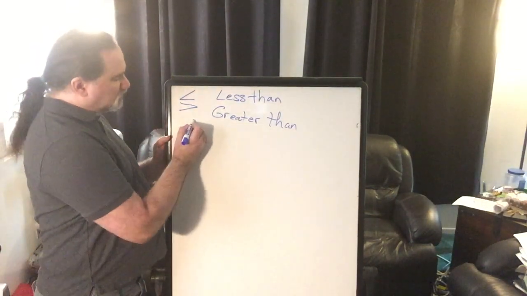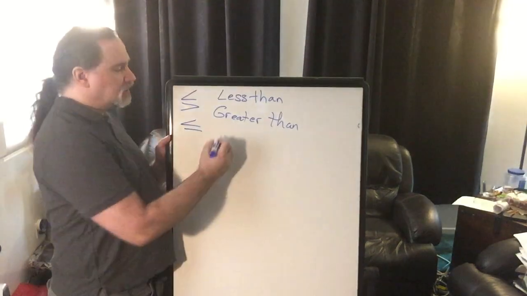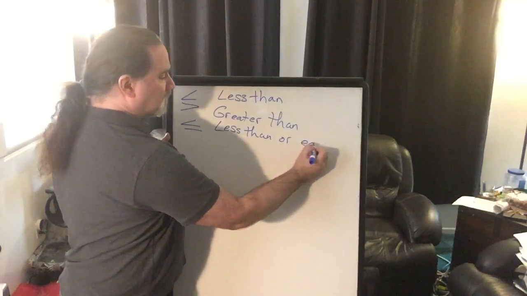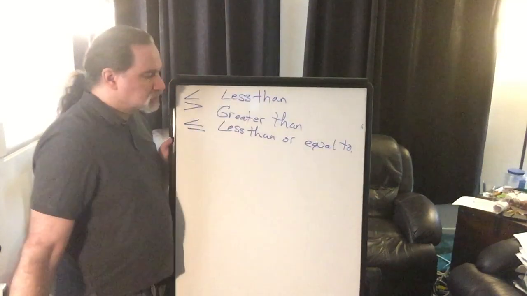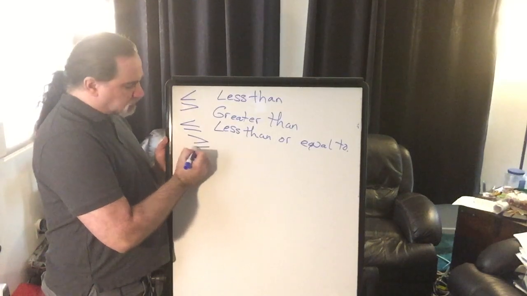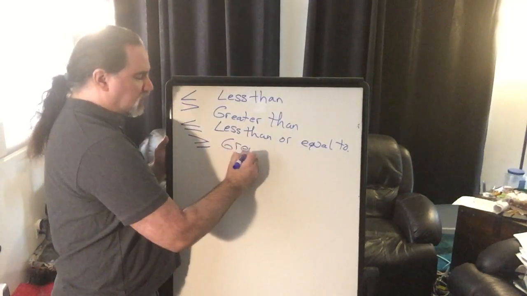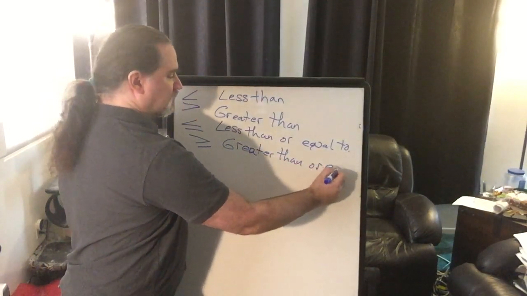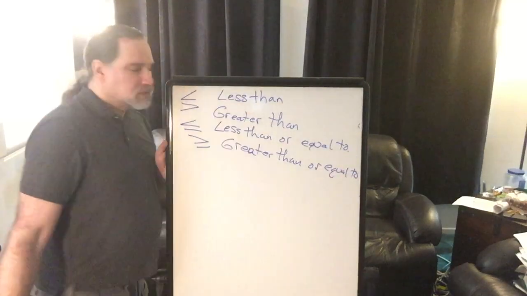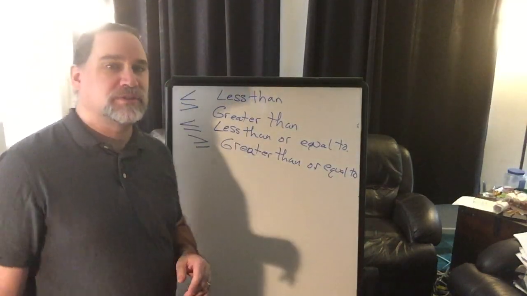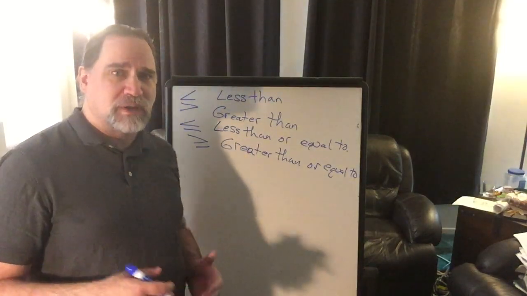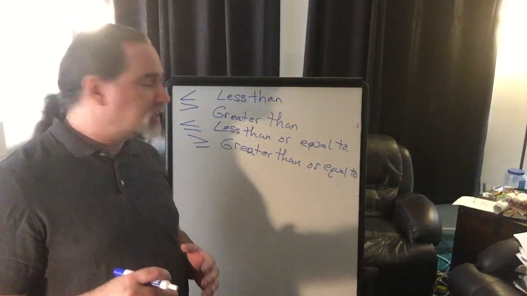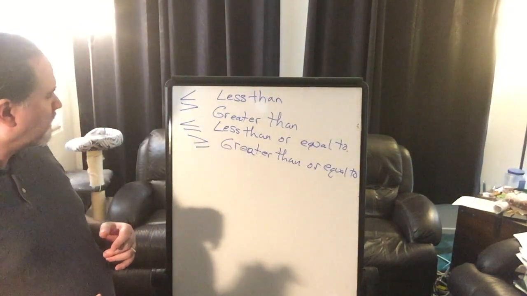The next one would be with this line underneath it, and that's the less than or equal to. And then the same thing is true if I put the line under this one, which becomes the greater than or equal to. So those are the four types of inequalities. And there are other ways to describe them. I may throw a couple of extra vocabulary words at you. In fact, why don't I do that right now?